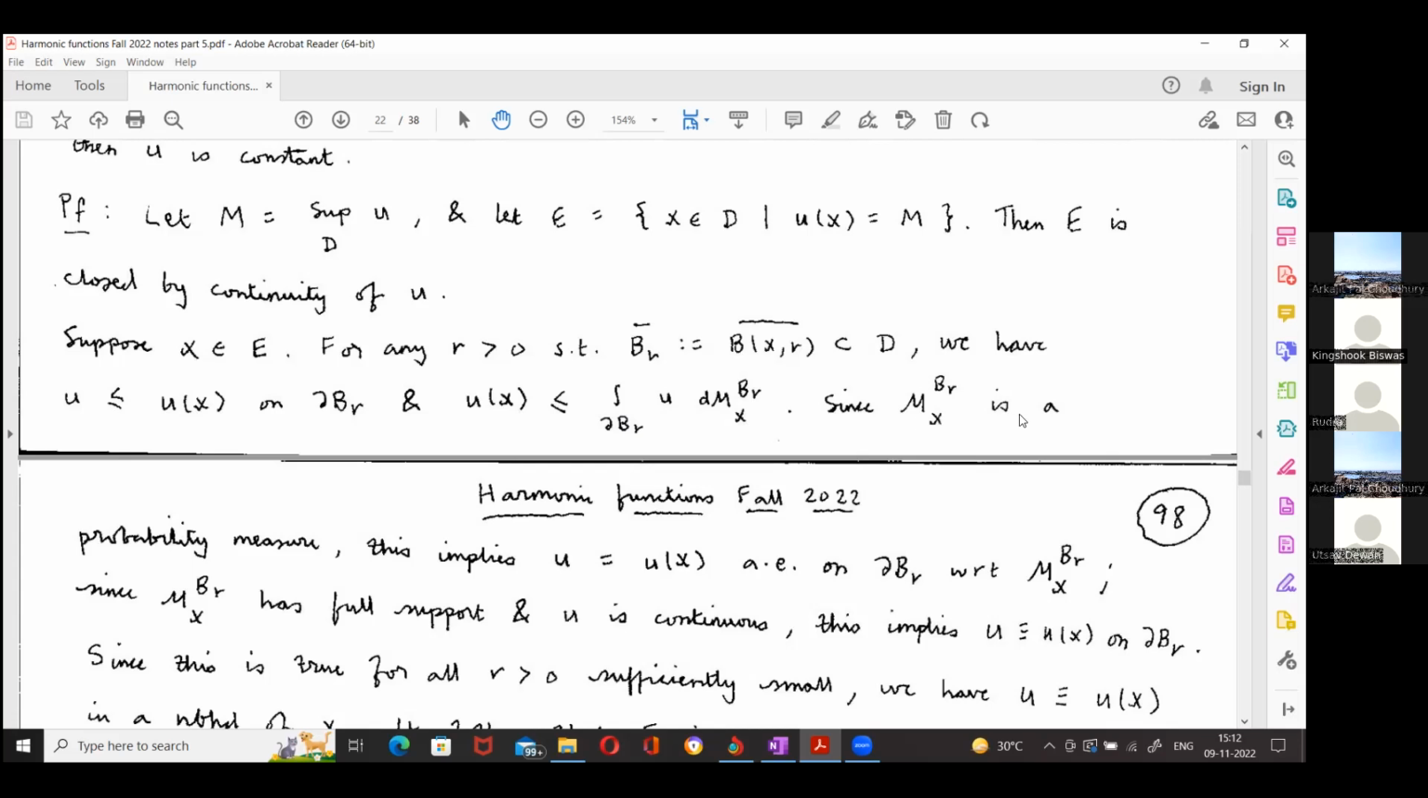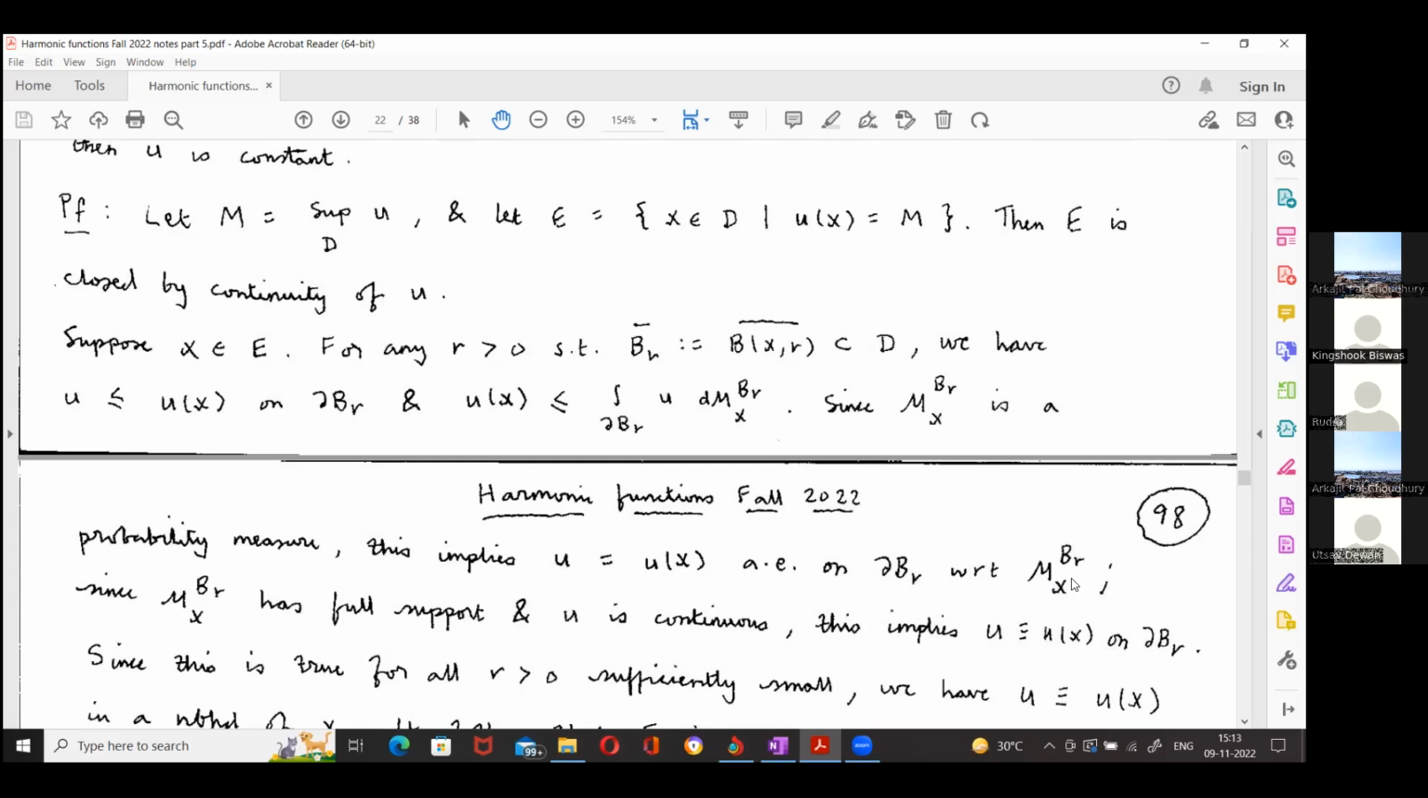Since this mu X is a probability measure, this implies that U has to equal Ux almost everywhere on the boundary of the ball, with respect to this harmonic measure. Let me explain. U minus Ux is a function which is less than or equal to 0. In this inequality, since this is a probability measure, I can take Ux to the other side, inside the integral. I get that the integral of U minus Ux is greater than or equal to 0. But U minus Ux is less than or equal to 0 everywhere. Therefore, U minus Ux has to equal 0 almost everywhere with respect to harmonic measure.